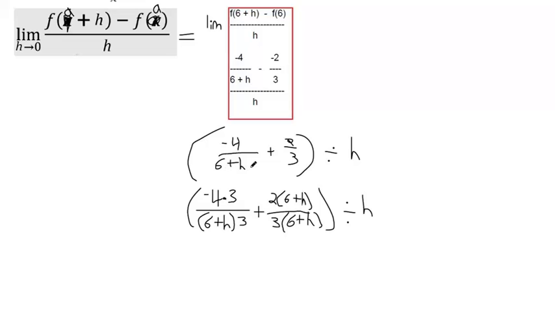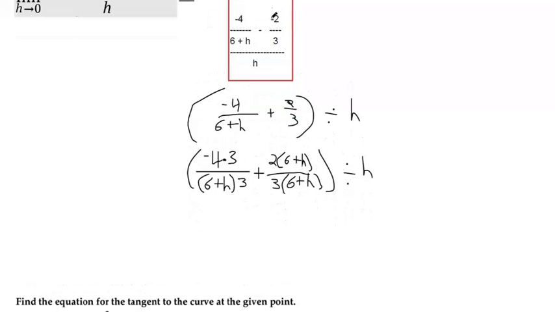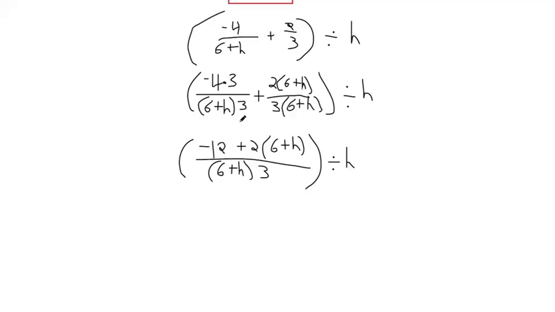Okay, so I got common denominators in the fractions. I multiplied the top and the bottom of the first fraction by 3, and multiplied the top and the bottom of the other fraction by 6 plus h, the other fraction's denominator. And now I can add the numerators because we have common denominators. Okay, so I've added the fractions together, added the numerators. Now I can distribute that 2 and combine like terms. So I did negative 12 plus the 12 makes 0. But I also distribute this 2 to h to make 2h in the numerator.